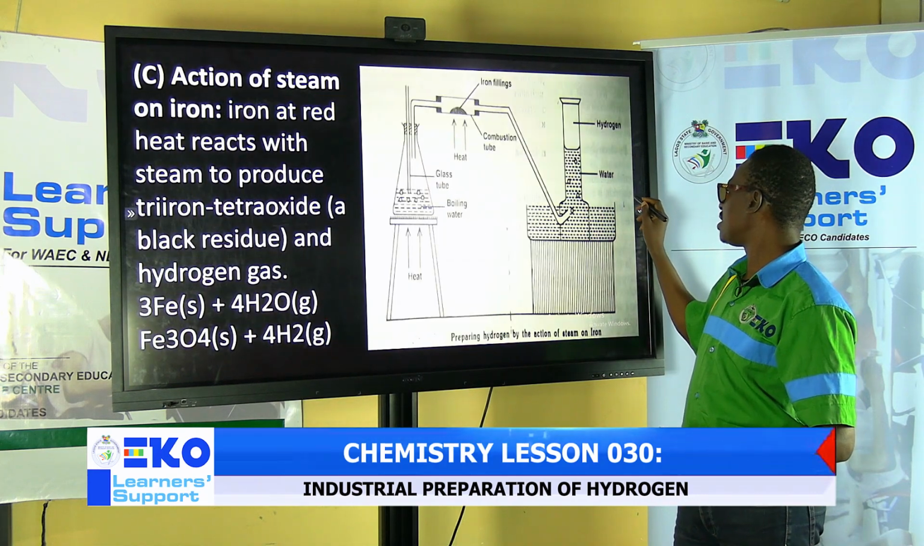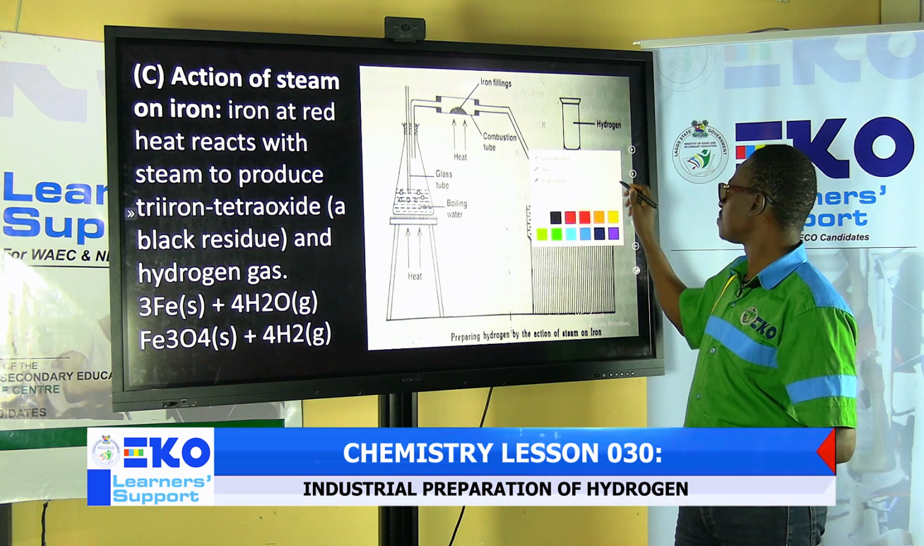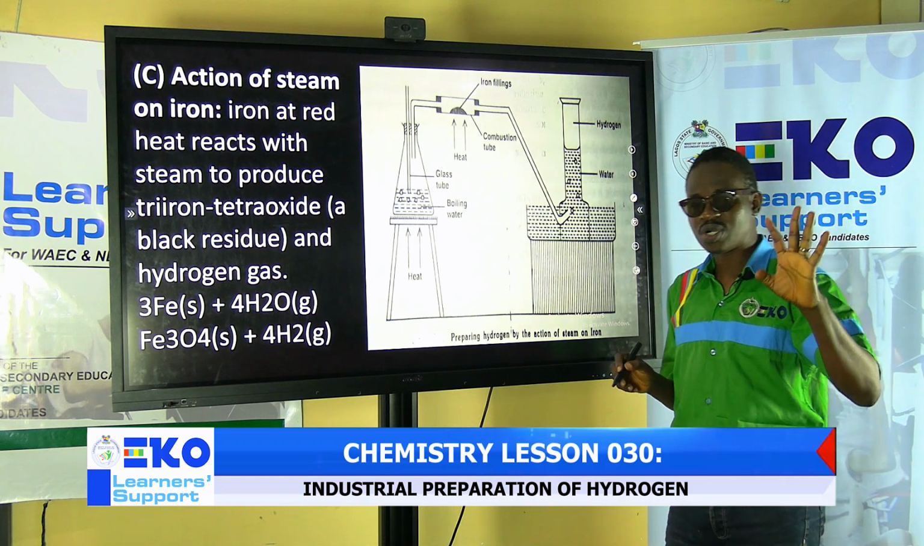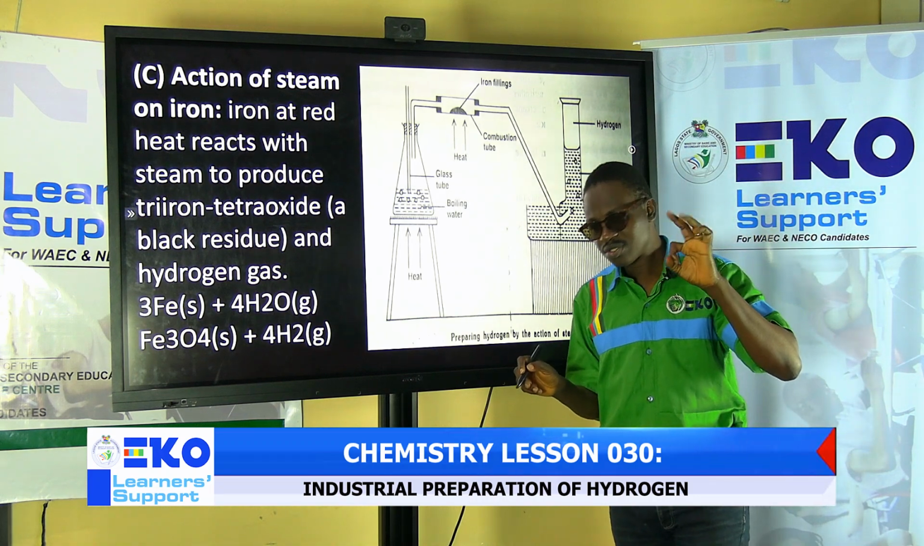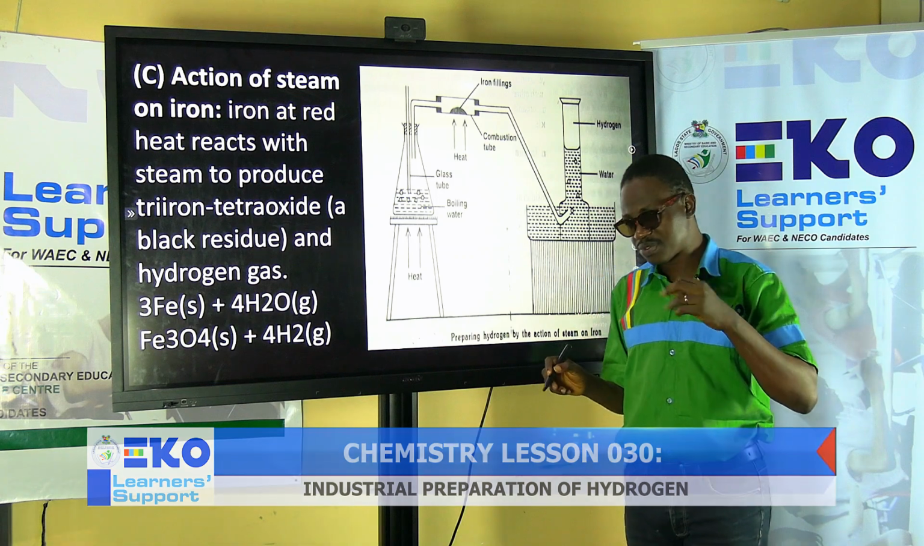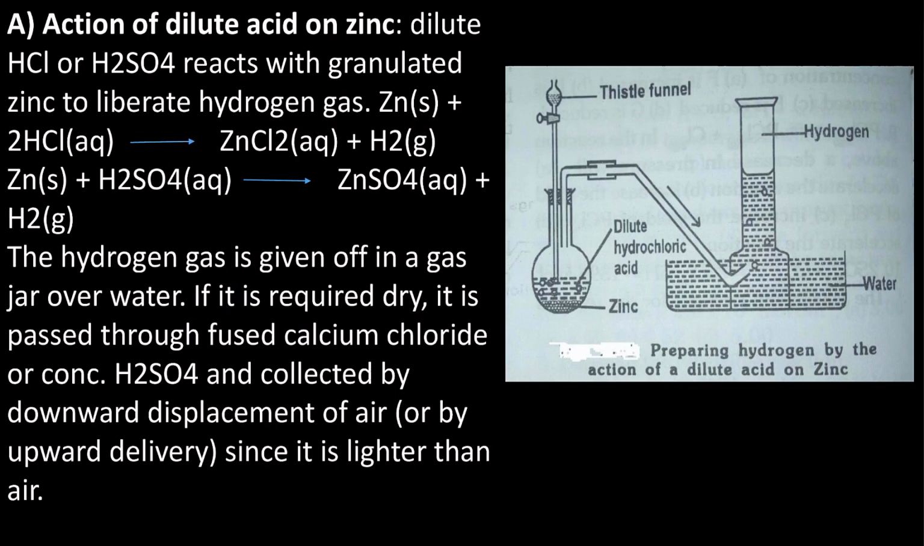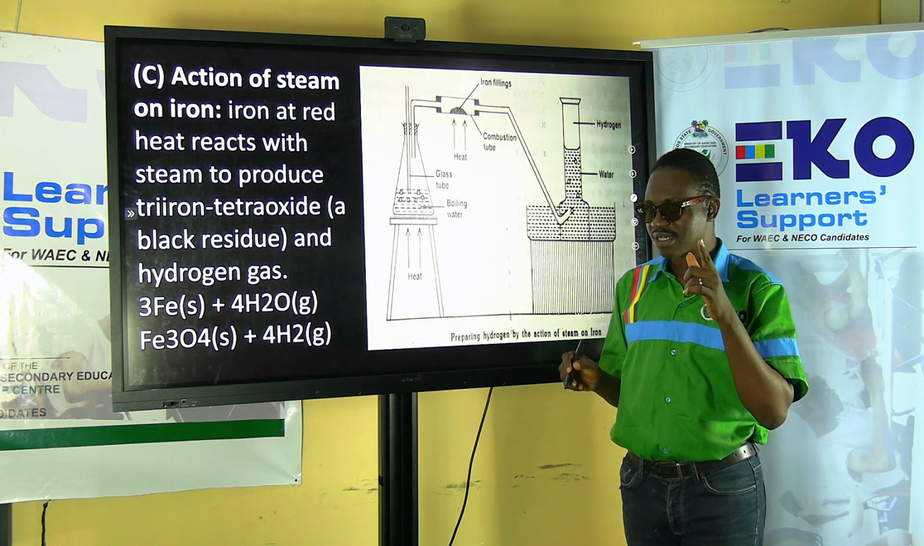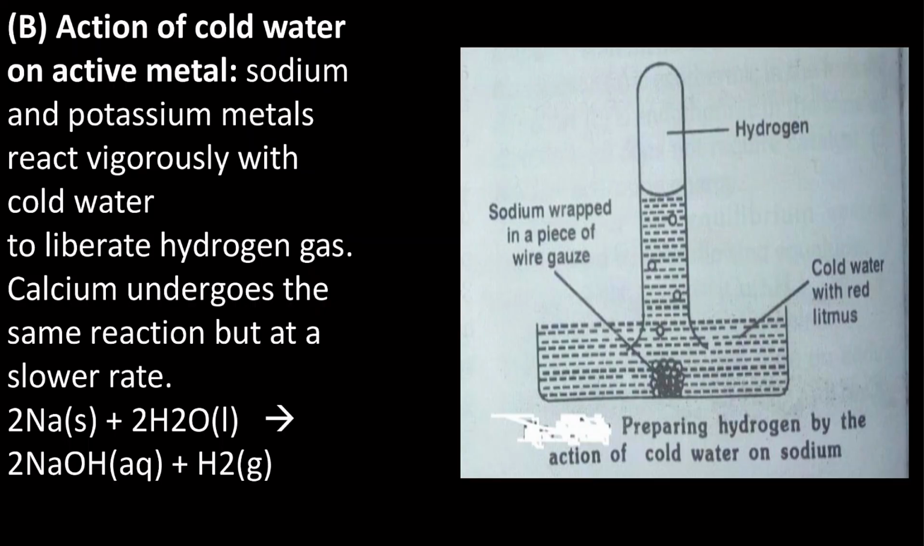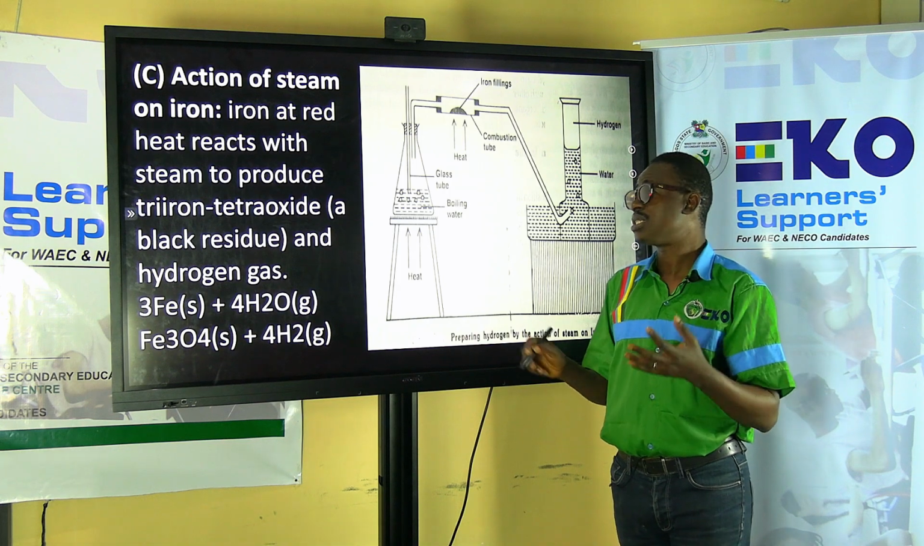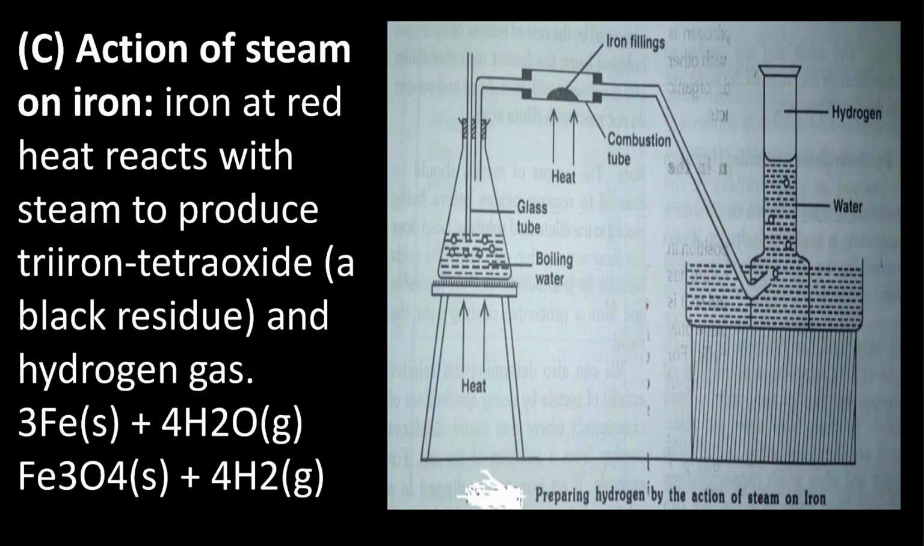Yes, this is another way of producing hydrogen. I told you there are 3 ways to produce hydrogen in the laboratory. You remember the first one? The action of dilute acid on zinc. You remember the second one? Reaction of active metal on cold water. Then this is the third one: action of steam on iron.